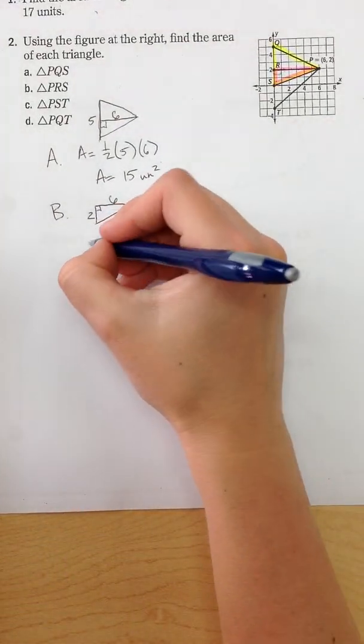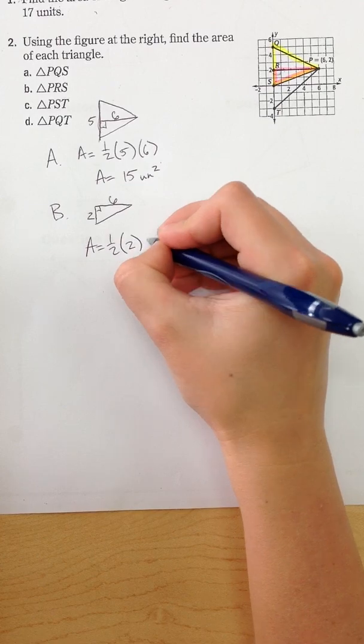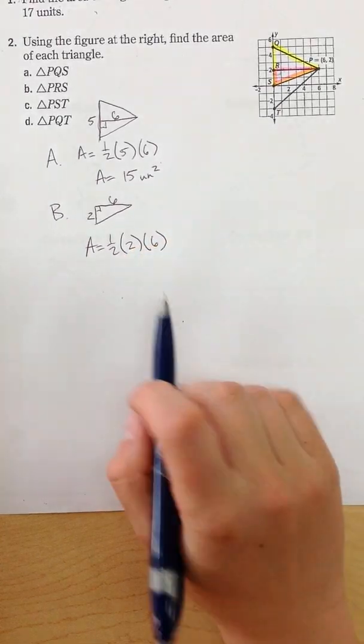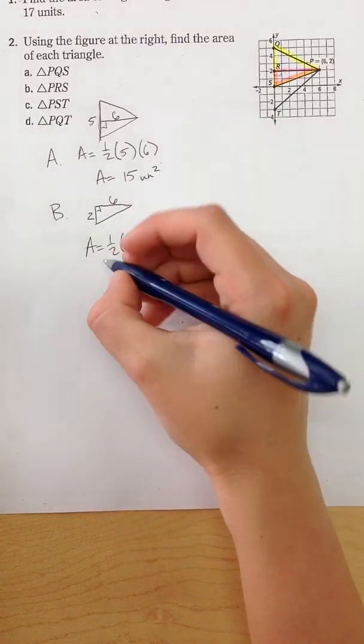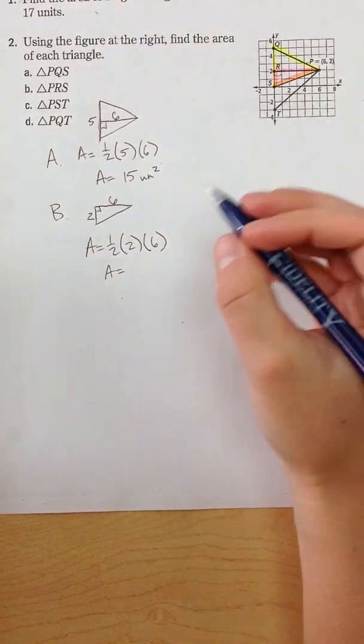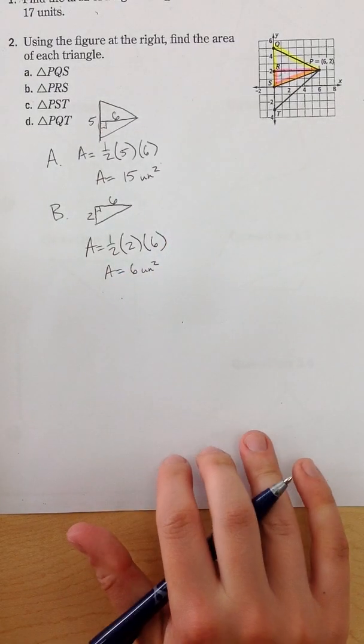So then we use that same formula. Area is equal to 1/2 our base, which is 2, times our height, which is 6. 2 times 6 would be 12, times 1/2 would be 6. So our area of that pink one there would be 6 units squared, or 6 square units.